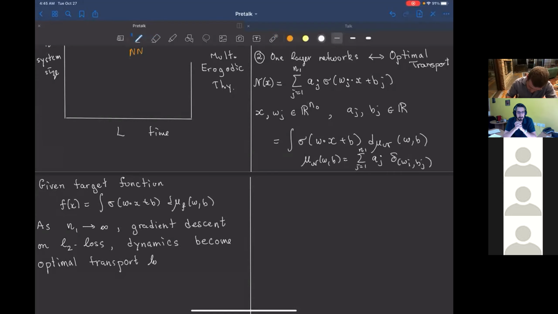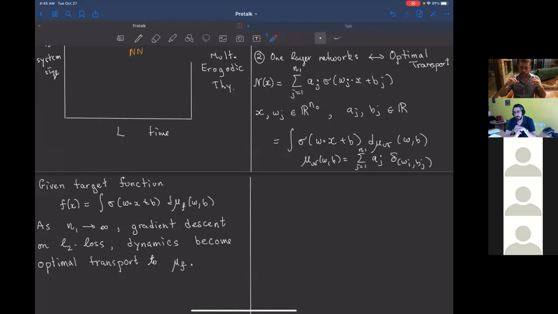I'll say to this measure mu f. Let me just put it that way. So it's like you start with some random starting point. You have some random sum of delta functions. That's the initial measure you're starting with. And of course, in the limit, as you take the number of delta functions to infinity, you actually get some nice, reasonable starting measure that has a smooth density.